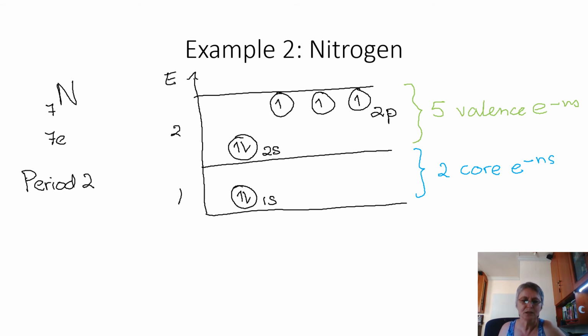So the sp notation for nitrogen, to represent the electrons in the 1s orbital, there are 2 electrons. In the 2s orbital you have 2 electrons, and in the 2p orbitals there are 3 electrons. These together make the 5 valence electrons, and that would represent the core electrons.